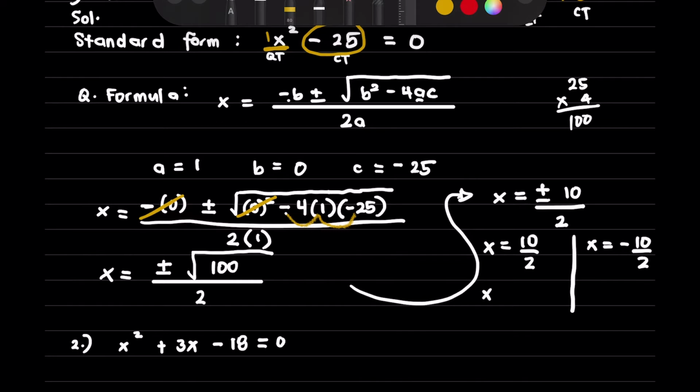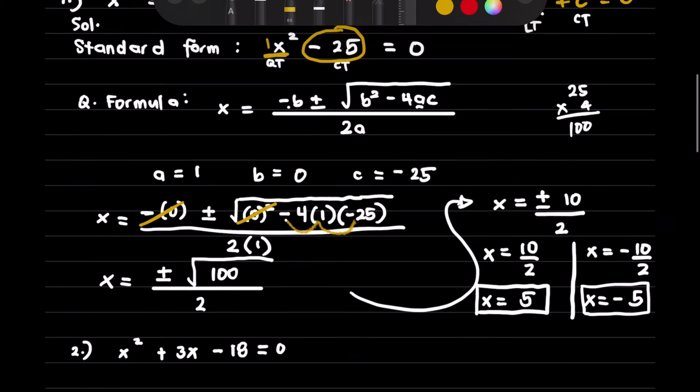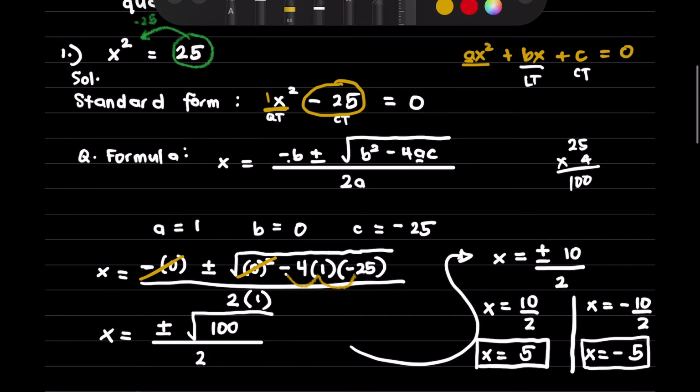So, next niyan is simplify natin to. 10 divided by 2, that is equal to 5. So, this is now our answer. First root. And the other one is x is equal to negative divided by positive, that's negative. 10 divided by 2, that's 5. So we have another root, which is negative 5. So these are now the roots of the given equation x squared equals 25.